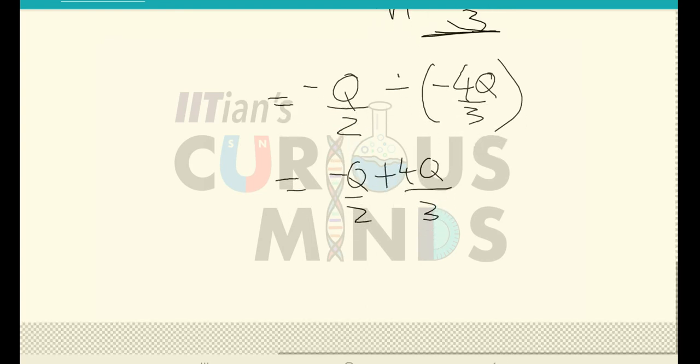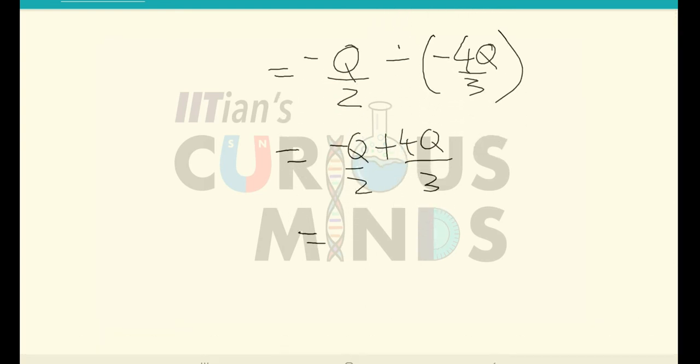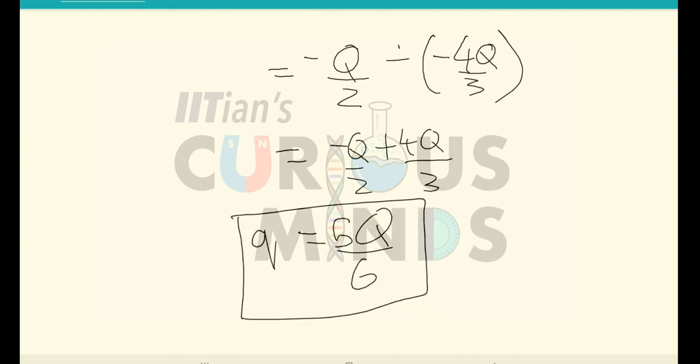So it will be simply equal to negative 3 plus 8 over 6, which is equal to 5Q divided by 6. This much amount of the charge flows through the switch when it is closed.